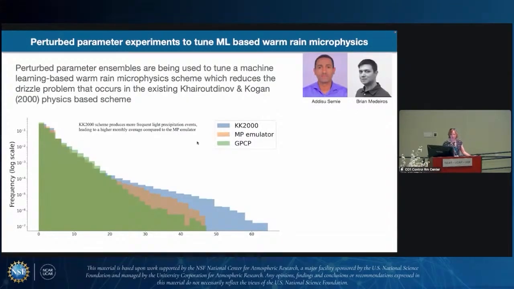There's been work underway to use perturbed parameter ensembles to tune this CAM, including this new machine learning based warm rain microphysics scheme. So this is work from Adisu and Brian. And an example here is just showing the monthly precipitation distribution. And you can see that there are improvements in this machine learning based parameterization compared to the original physics-based one that's in the model. So that's ongoing work within the working group.